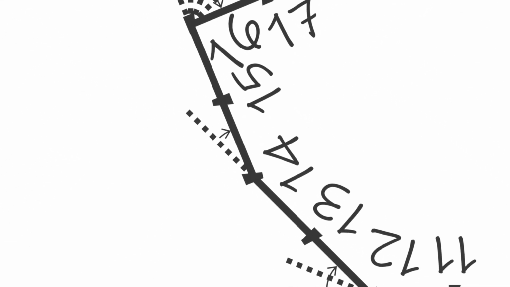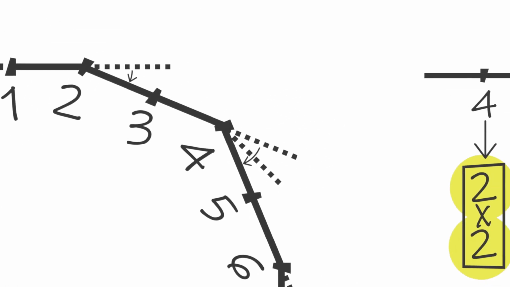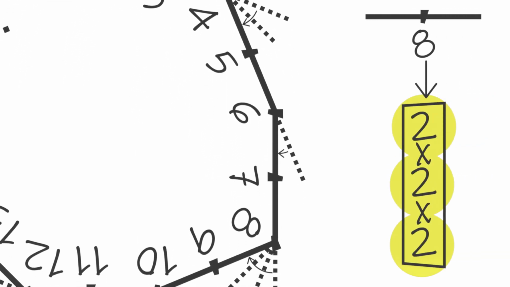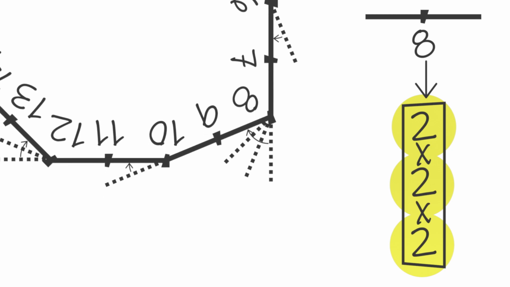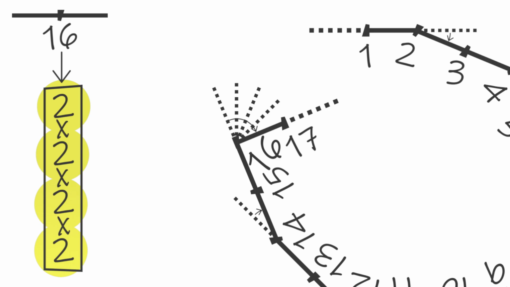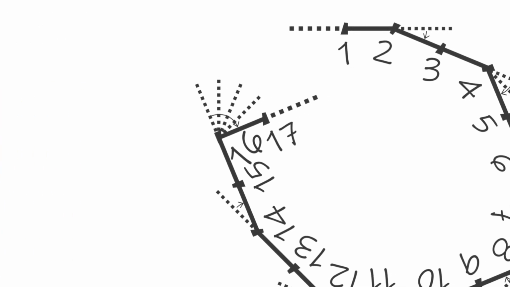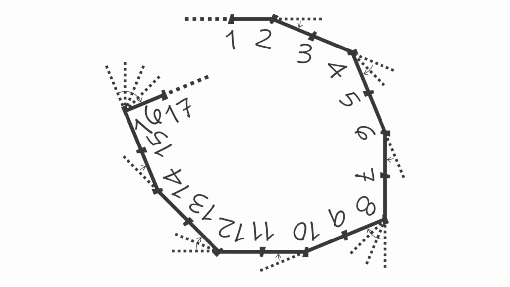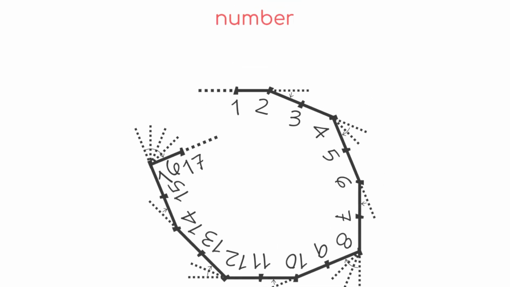The prime factorization of 4, in contrast, contains two 2's, so that requires a clockwise turn of 2 clicks. The prime factorization of 8 contains three 2's, so that means a turn of 3 clicks. And 16's prime factorization has four 2's, so that's a turn of 4 clicks. All the odd numbers, in contrast, have no 2's in their prime factorizations, so the number line won't turn at all when it gets to them. So the number of clicks that the number line turns will indicate the number of 2's in each number's prime factorization.